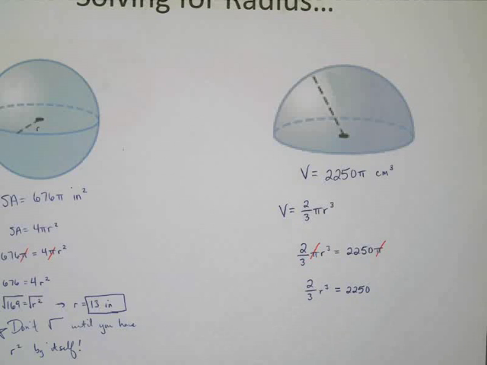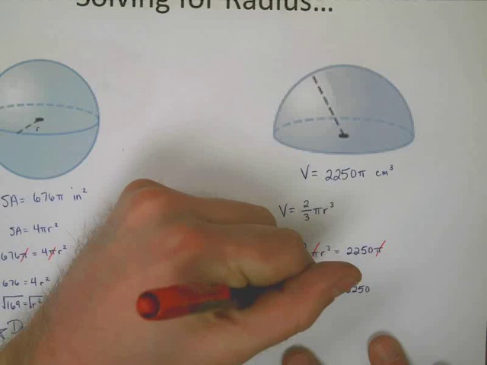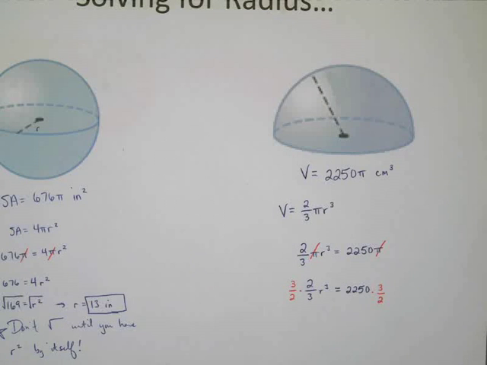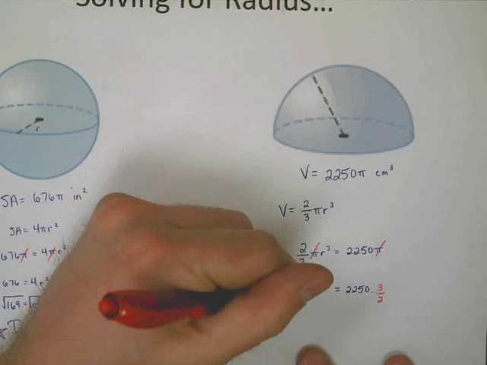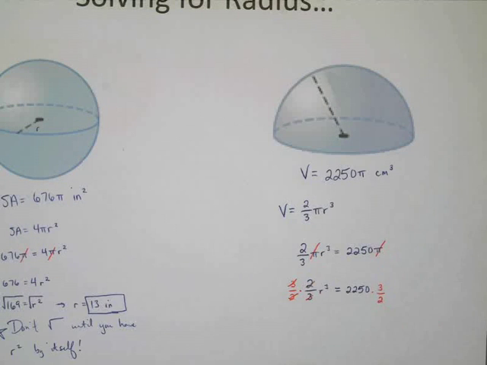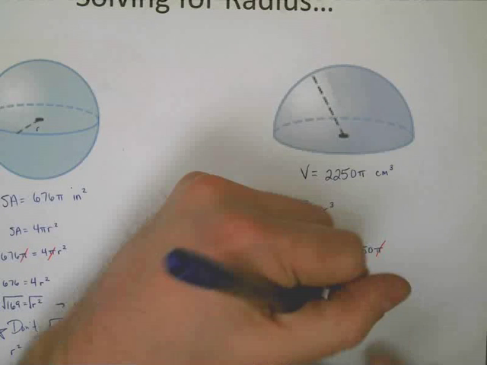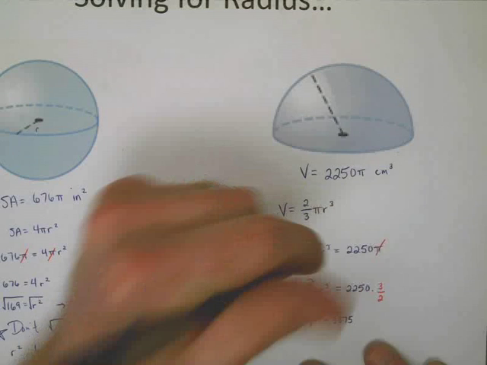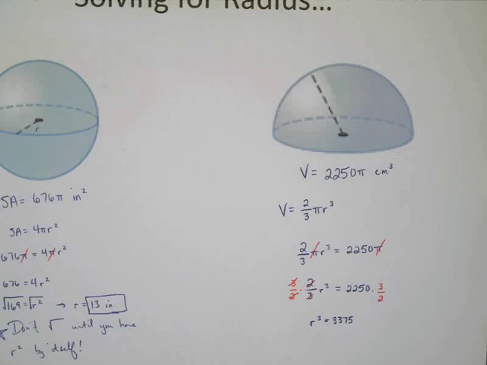All right. Now, in order to get rid of the 2/3, I need to divide both sides by 2/3. But better off, we're thinking to multiply both sides by its reciprocal, which is 3/2. If we do this, the 3's go away over here and the 2's go away over there, right? We'll multiply by 3/2 to get rid of 2/3. So if I take 2250 and I multiply by 3 and then I divide by 2, I end up with r cubed is equal to 3375.